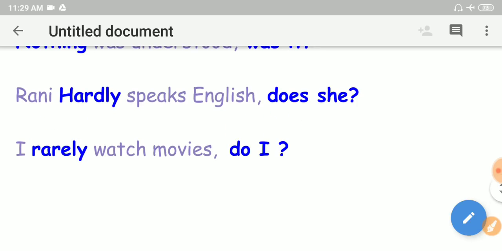So these are some important examples, and some important special rules or rare rules and examples you must understand to face all types of competitive exams.